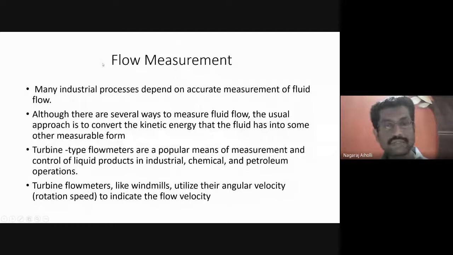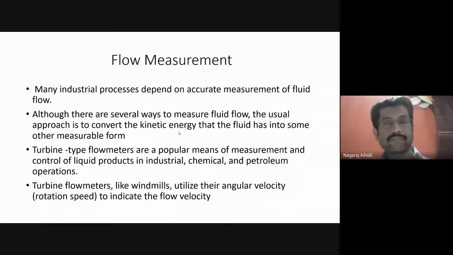There are many industrial processes which require accurate measurement of fluid flow, requiring high accuracy of the flow rate. Although there are several ways to measure fluid flow, the principle of working of this flow measurement is that the kinetic energy is converted into electrical energy. The kinetic energy with which the fluid is flowing is converted into electrical energy.